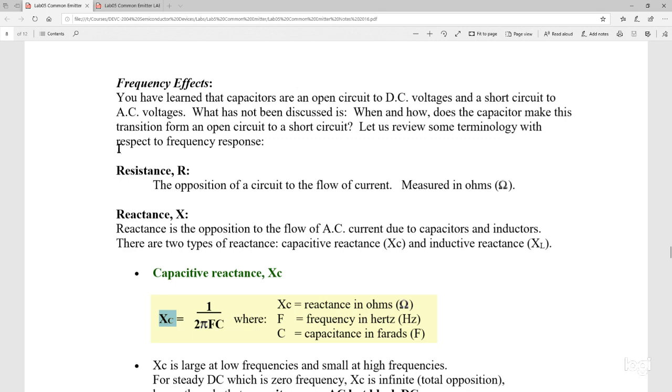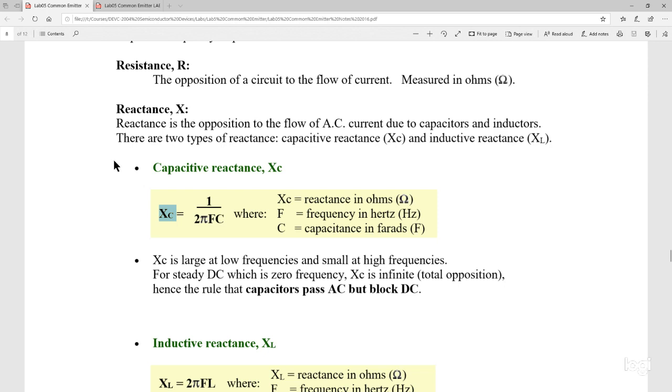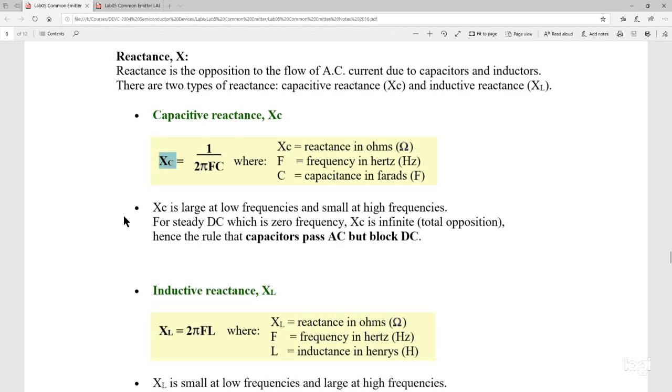Let's review some of the terminology with respect to frequency. Resistance is a term that you would use both in AC and DC, and that's because it's the impedance of a resistor, which is constant and pretty much the same regardless of frequency. However, reactance, there's two types of reactance: inductive reactance and capacitive reactance. This changes with frequency. In the case of a capacitor, Xc is 1 over 2 pi Fc, which means that it is inversely proportional to frequency.